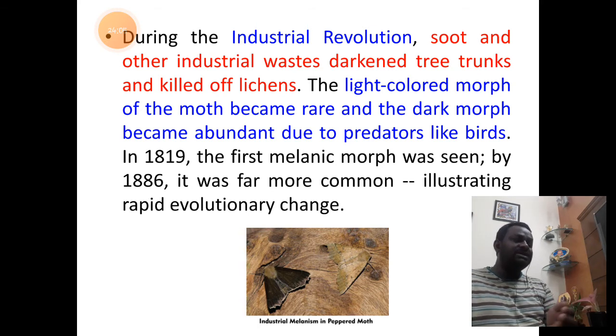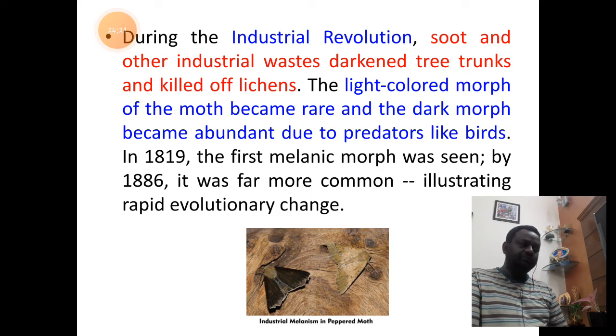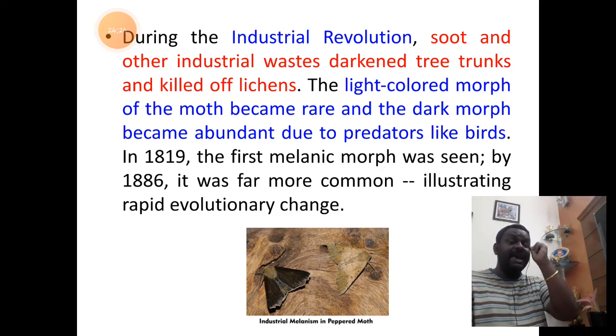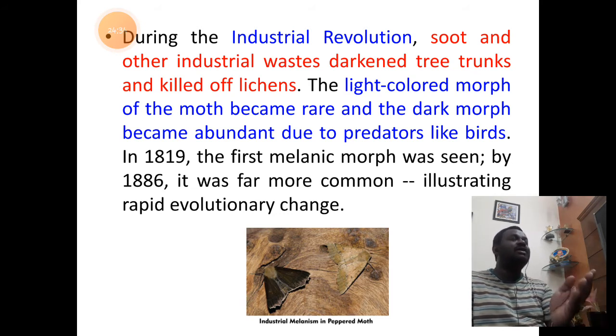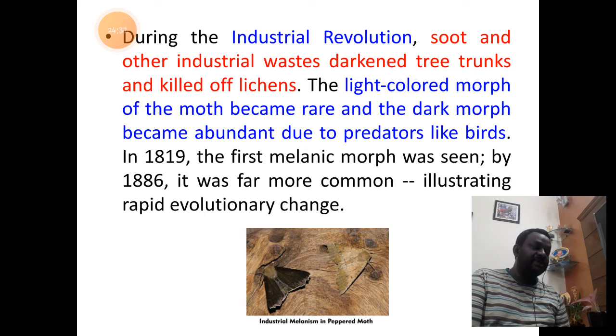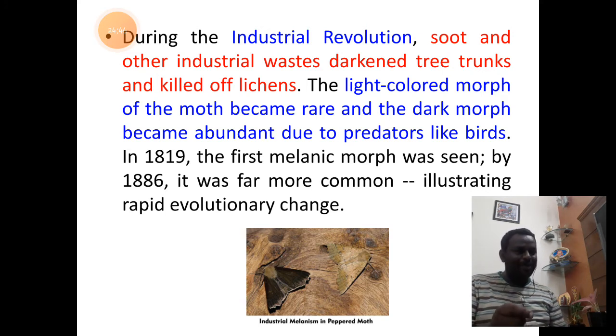So what happened with this environmental change? The change in the environment because of industrialization had selected the dark colored moths over the light colored ones. These characters of light colored moths were eliminated from nature, and the dark colored ones were selected by nature. The birds, which act as predators, were also one of the factors controlling the population of light colored moths compared to the dark colored ones.